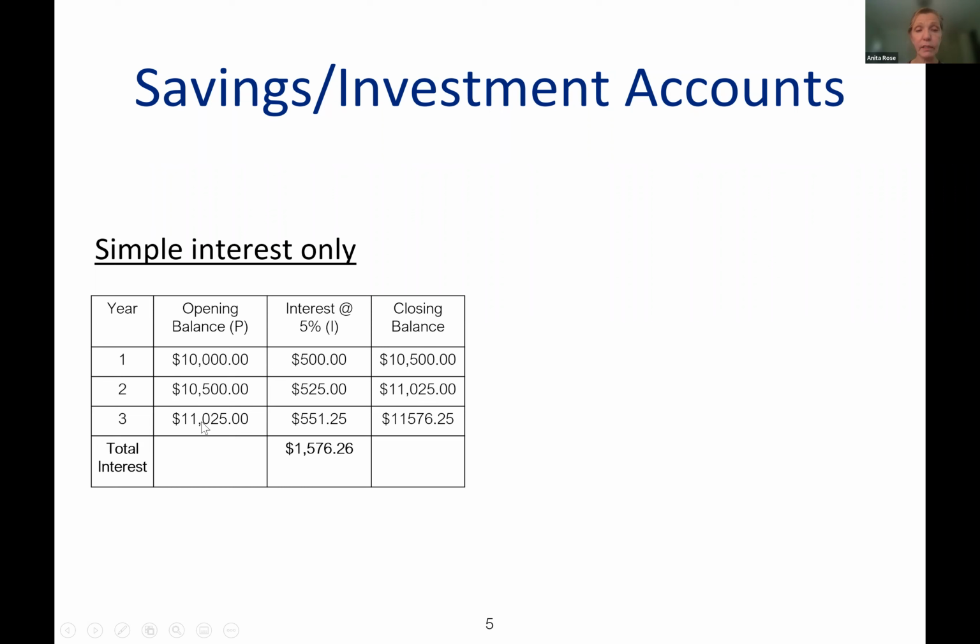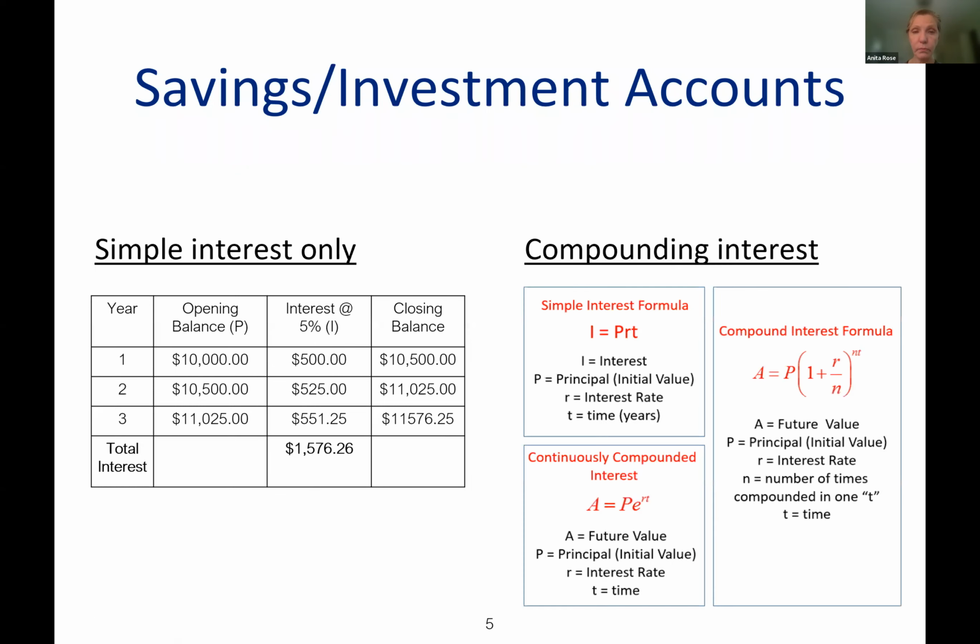And so here again, in year 3, we wind up with a little over $11,500, which gives us a total interest. Instead of 500, 500, 500 simple interest, we have a compounding effect of paying interest on top of interest. And in just a short 3-year period, we have another $76.26 here. And you can imagine how this can really build over time.